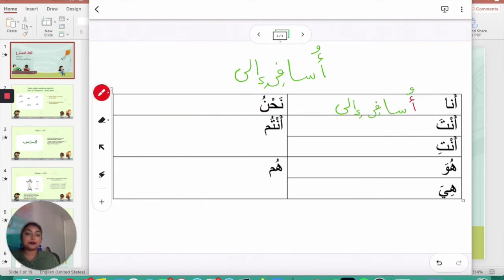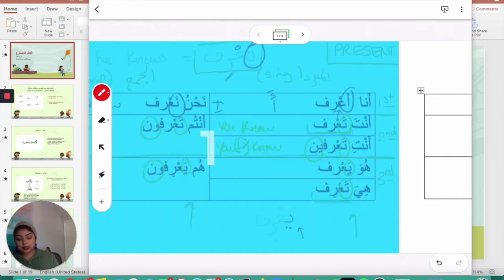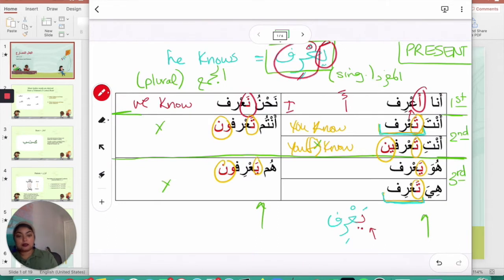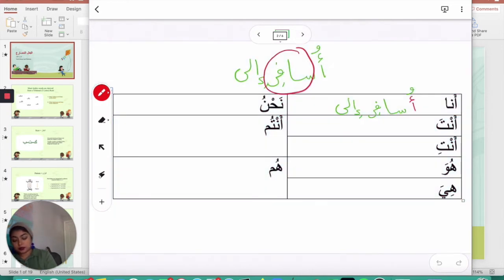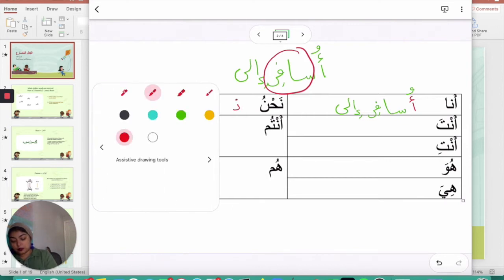Okay. So notice here. In this verb, this is what we call the stem of the verb, سافر. So all of them are going to take that. Just like in here, the stem was عرف. Okay? So we have عين راء فاء, and we just added. So in this one, we have سافر. We're just adding the prefix to it. So here's your prefix.